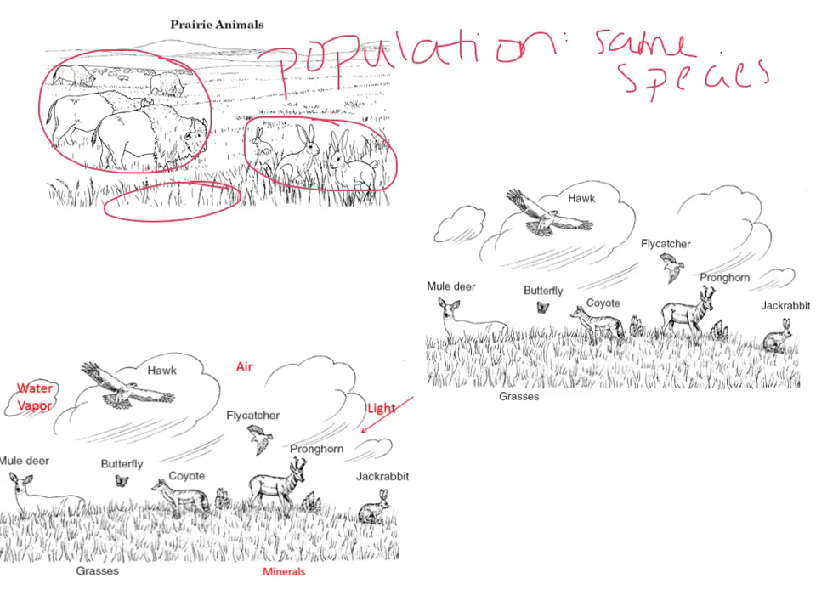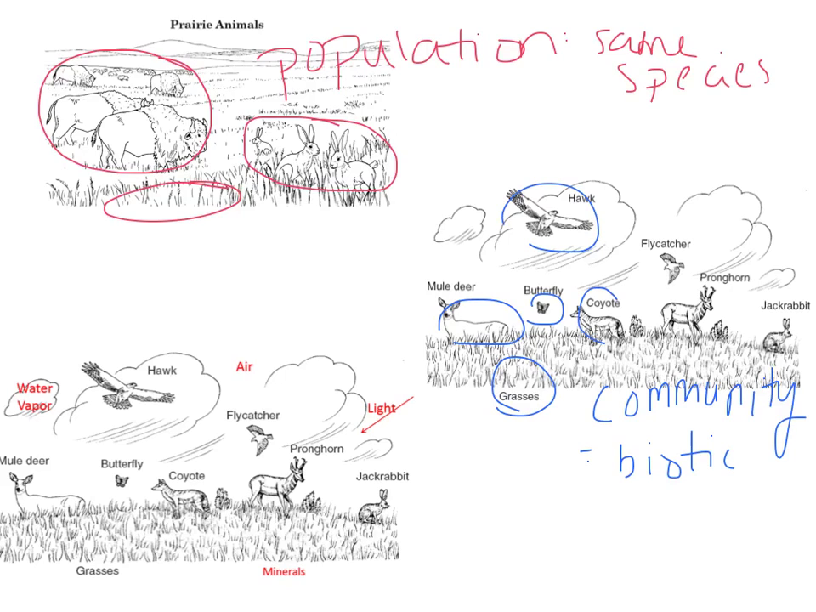The second word is a community. And that's what we have happening over here. So community is going to be all of the biotic or living things that are interacting in one particular area. So in this case, I've got the grass, and this deer, and the butterfly, and the hawk, and the coyote, and the pronghorn, and the jackrabbit, all in those trees. Okay, all of those make up the community.